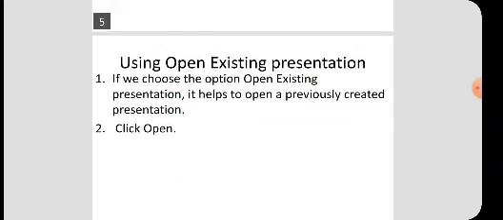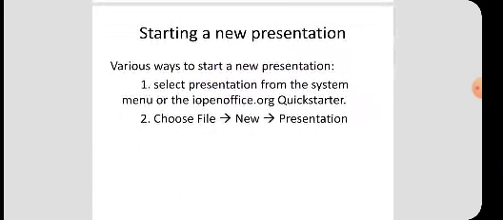Okay. And the next one, how to start a new presentation. So what are the different ways to start a new presentation? You have to select the presentation from the system menu or the openoffice.org quick starter. We have to click the presentation, or you have to click file, new, presentation. Okay, you have to choose file new presentation to start a new presentation.